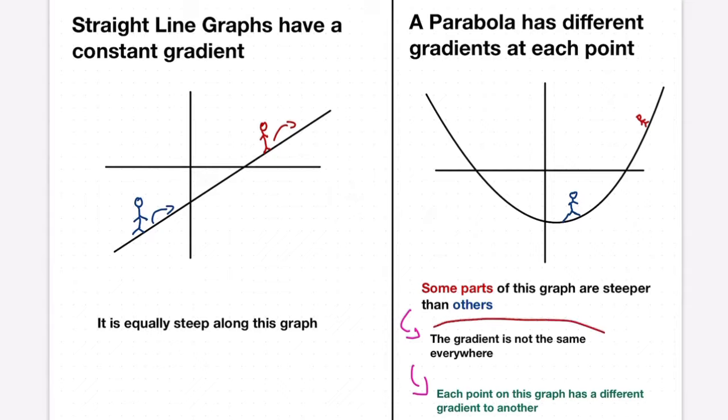The gradient is not the same everywhere, and so the first derivative is not a constant. Each point on this graph has a different gradient to another. So every single point on this graph has a unique gradient. Some parts are steeper than others. Some parts are more gentle than others.